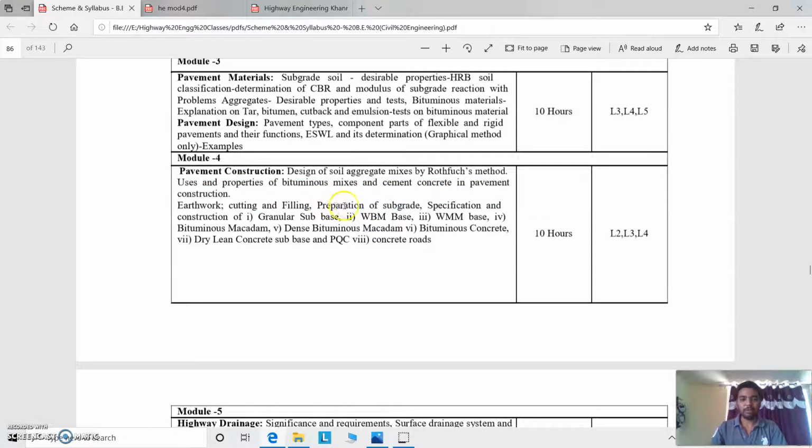Just go through the notes, and that will be more than enough to discuss in this 4th module. Try solving different types of problems on the design of aggregate mixes by the Rothfutch method. You can contact me if you have any doubts in this regard. Thank you.